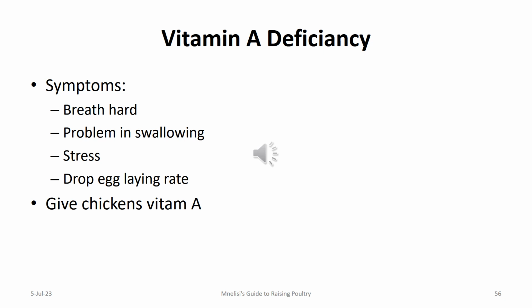Vitamin A deficiency. This disease is a result of a lack of vitamin A. The symptoms are as follows. Chickens will breathe hard, have problems with swallowing, and show a higher level of stress, and layers will lay fewer eggs. You need to give chickens vitamin A.